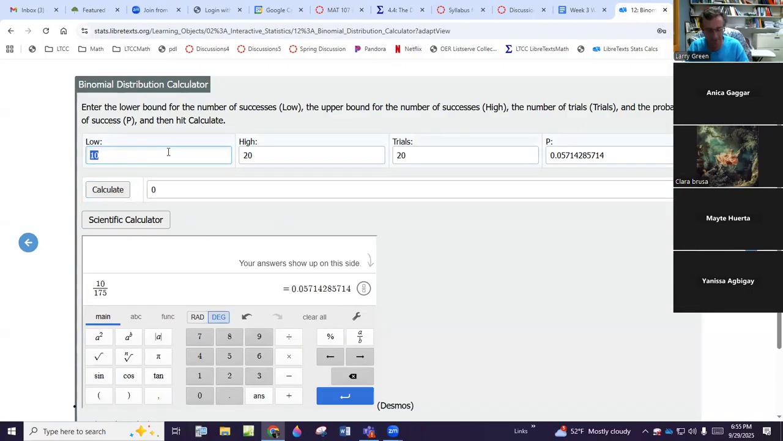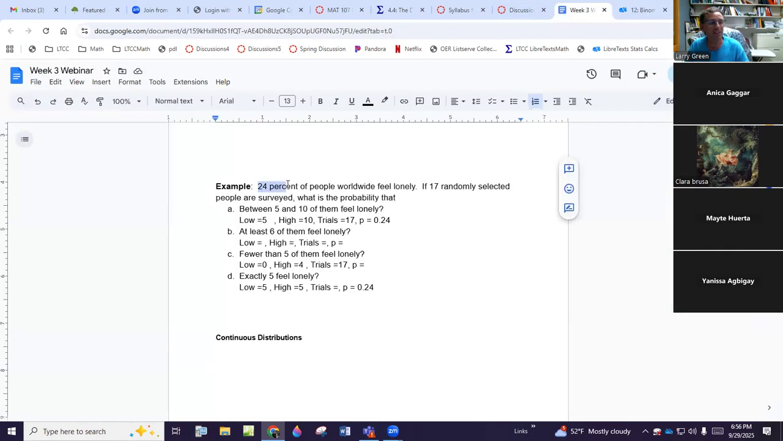So 5, 10. We had 17 and 0.24. Calculate, and you get about a 0.3875 chance. How did I solve for P? Well, it was 24%. You move the decimal over 2 and you get 0.24. That make sense? Yeah, nothing hard there.